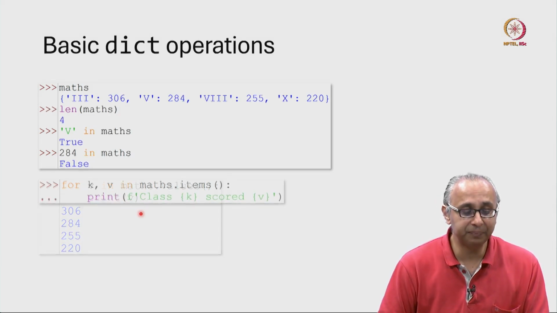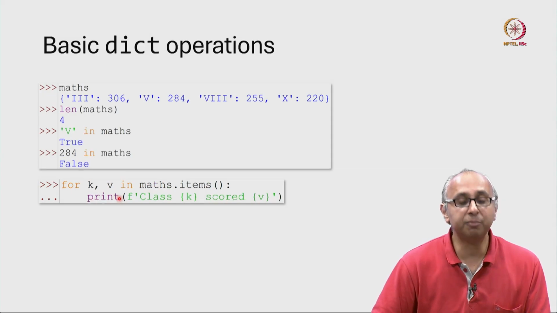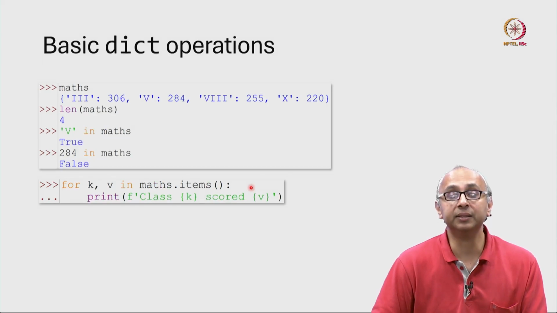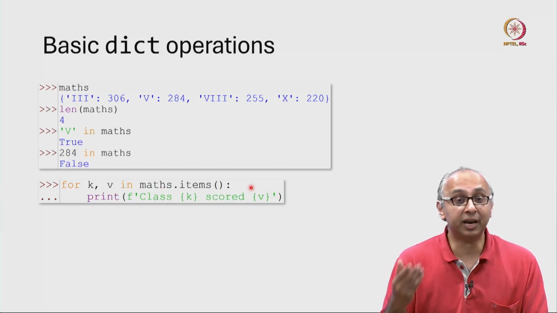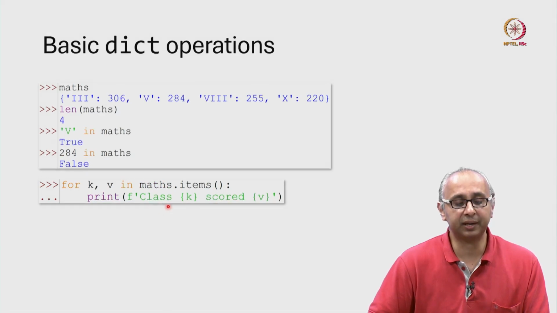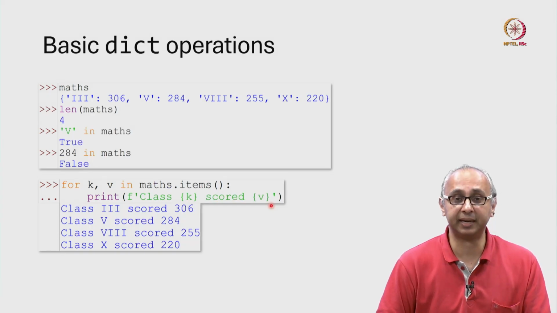Now what if I wanted to print both the keys and the values? Well, it's quite similar. I would say for k comma v in maths.items. So this would examine all the items in this dictionary. Remember, every item is of the form key comma value, and in this case I want to say class k scored this particular marks, and then this would print exactly this information using these nice formatted strings.